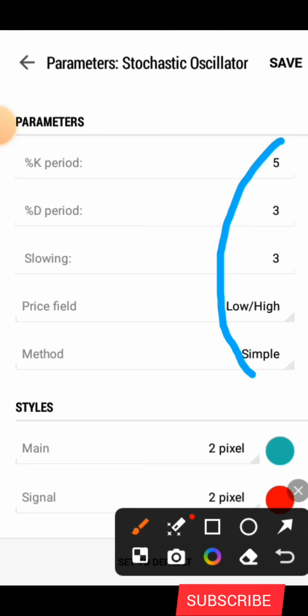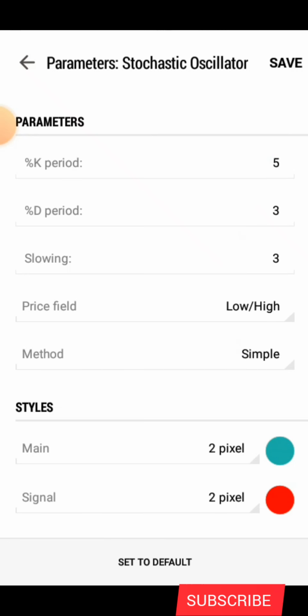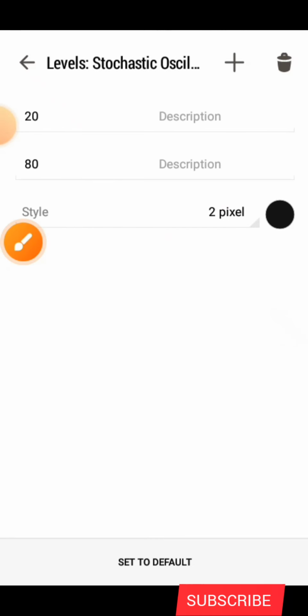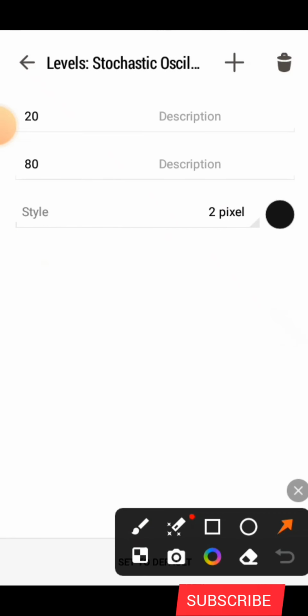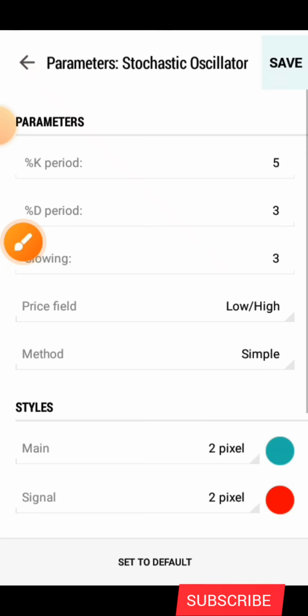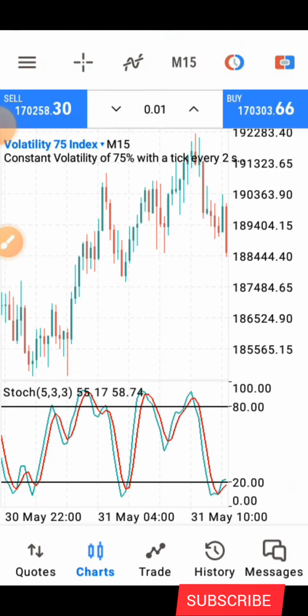The K period is 5, D period is 3, slowing is 3, price field low high, method is simple. Okay, and then under the style you can see the main is 2 pixel, color is green, signal is 2 pixel, color is red, and for the levels you are going to be setting it to 80 and 20. All right, just like as you can see here. And for the pixel you make it 2, you make the color black. All right, so after that you go back and you click on save. That is all for the setup.